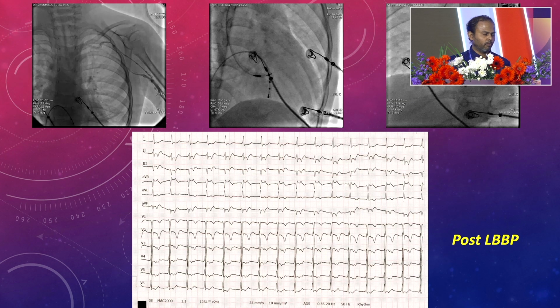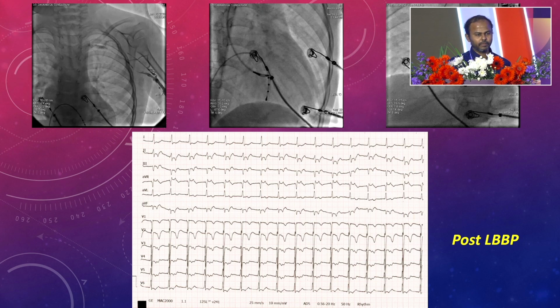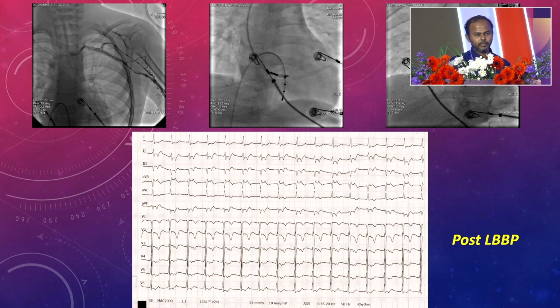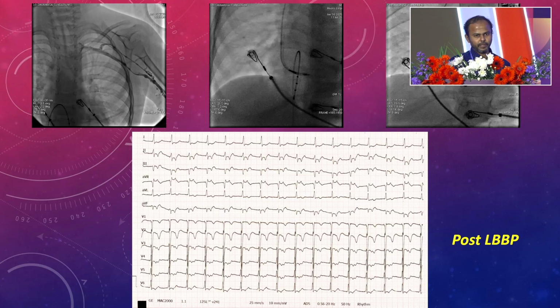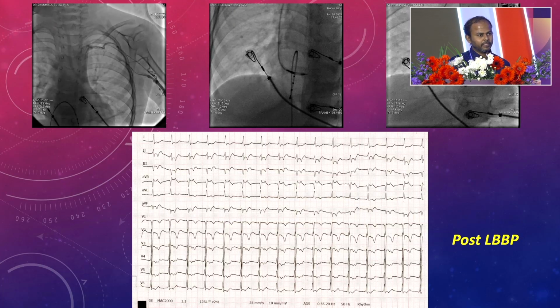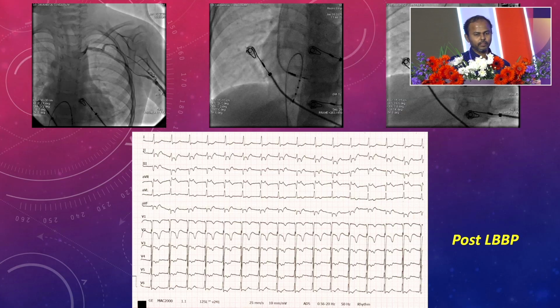So we have a 4.1 French size lead which can easily go into the venous system of the kids. So with the help of a delivery catheter, the lead was successfully deployed in the left bundle zone, and you can see a near normal appearing ECG. So these are all the patients who are at risk of developing pacing-induced cardiomyopathy in the future.